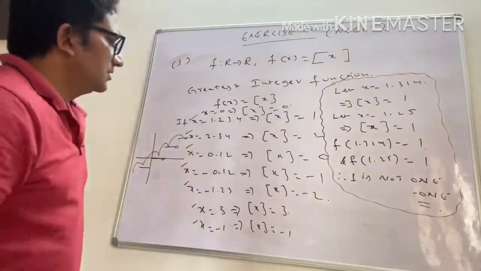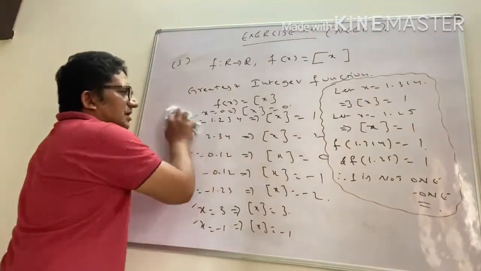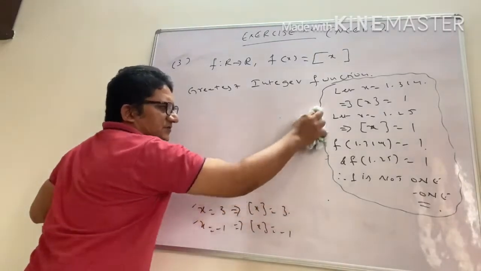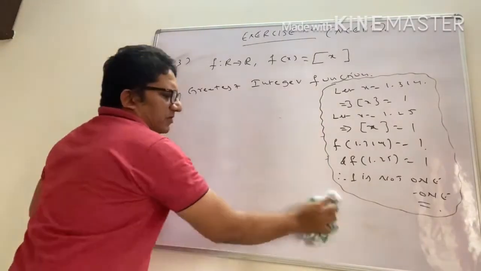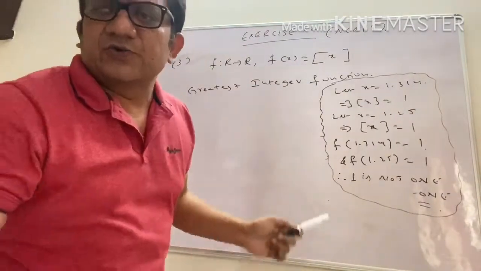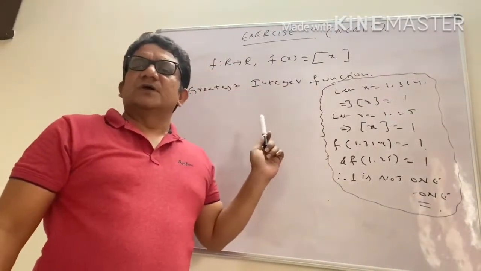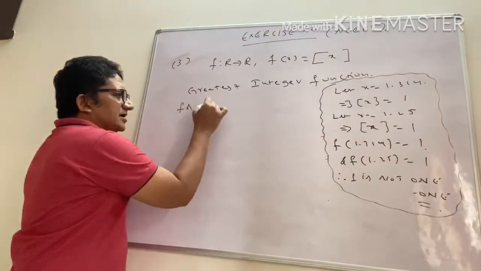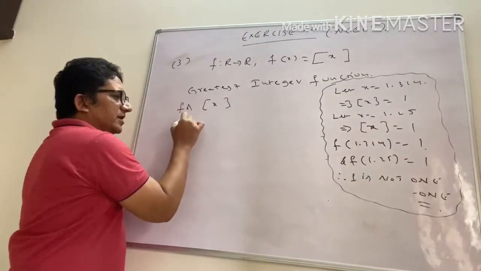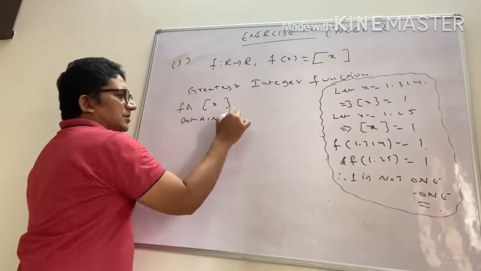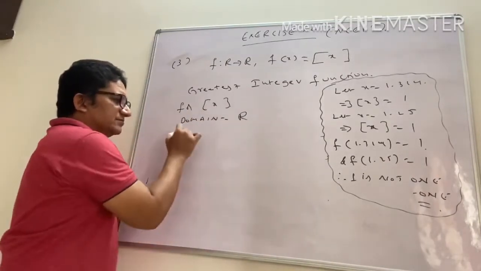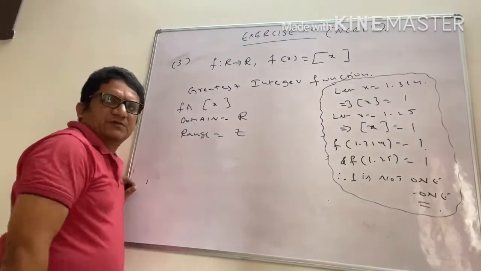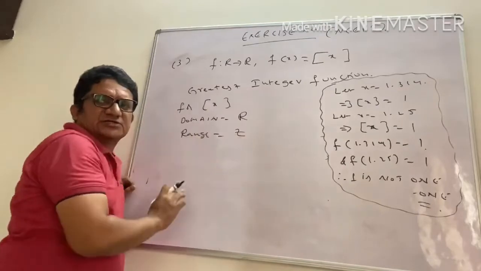Okay. Now we'll move to the point of onto. While discussing the theory behind the greatest integer function, we observed that whatever input you give, the output is always an integer. So for the greatest integer function, the domain equals, as we studied in first year, real numbers, and the range equals integers, whether positive integer, negative integer, and zero also.